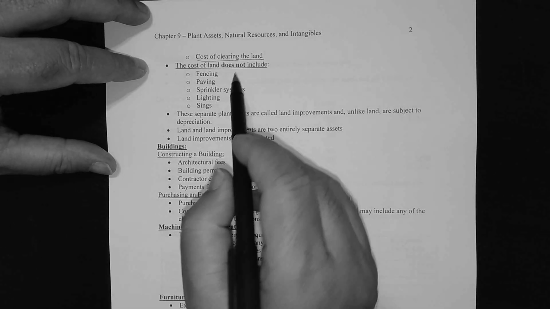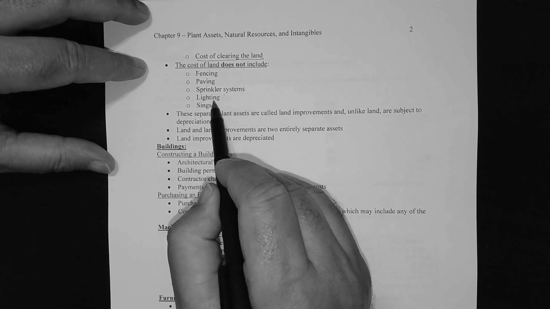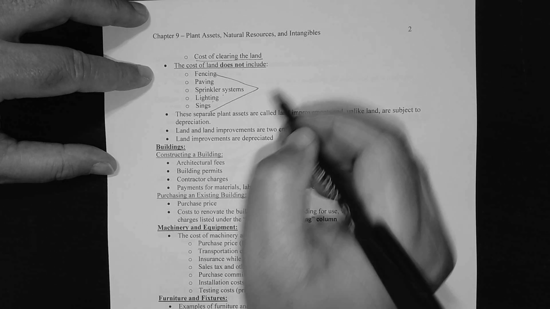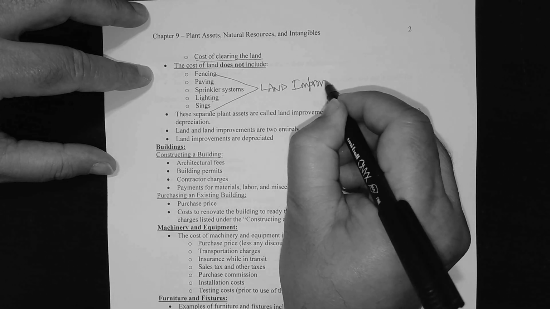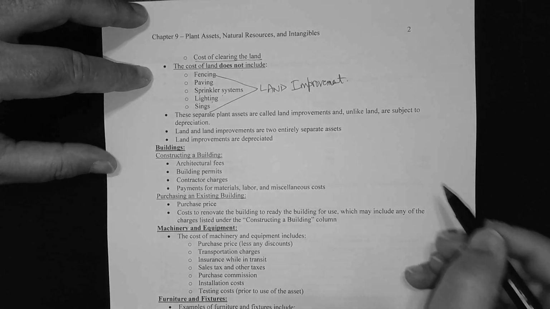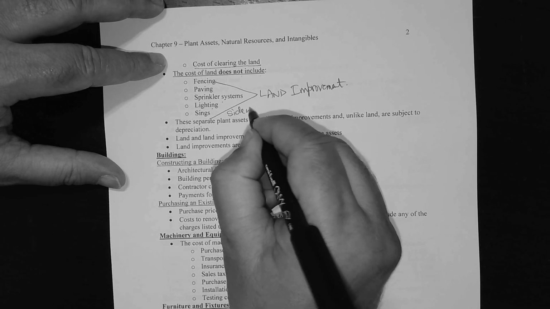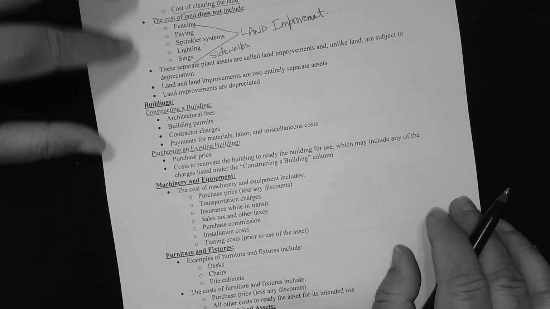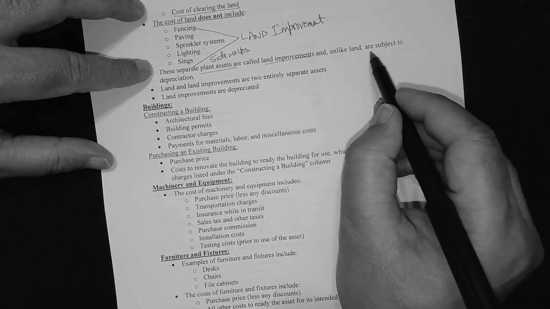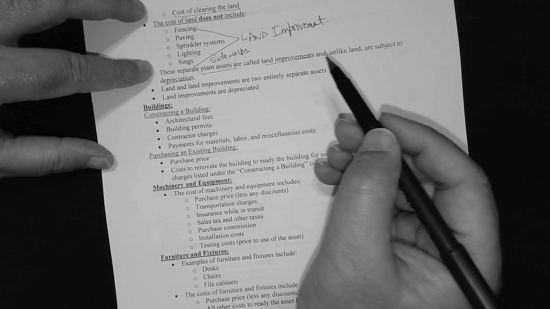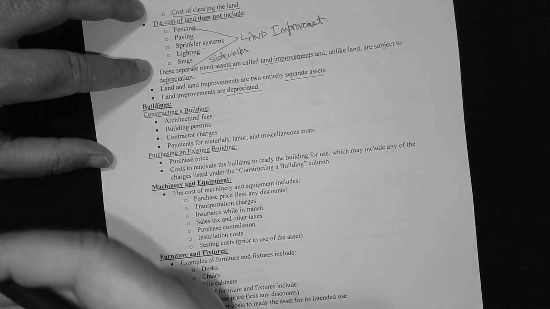The cost of land does not include fencing, paving, a sprinkler system, lighting, and signs. All of those things are called land improvements. Another thing you may include in this list is sidewalks as well. These separate plant assets are called land improvements, and unlike land, they are subject to depreciation. They are two entirely separate assets, and land improvements are depreciated. That's what we just talked about.